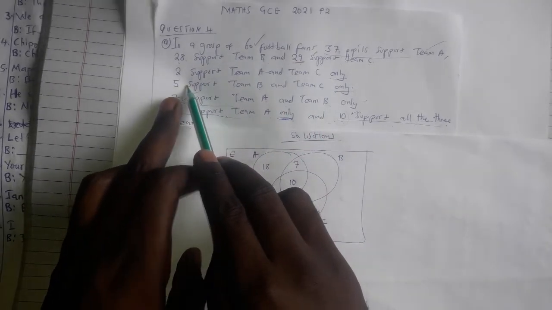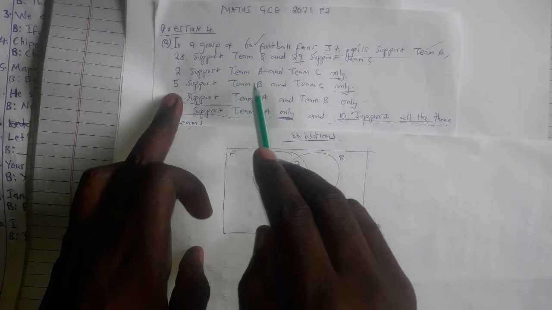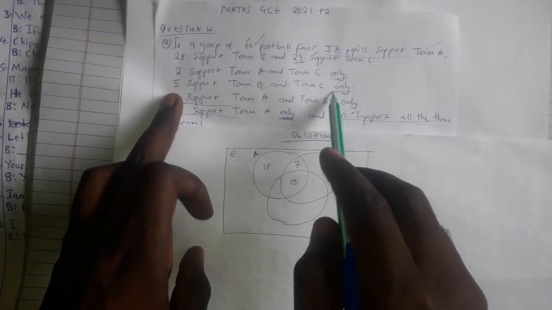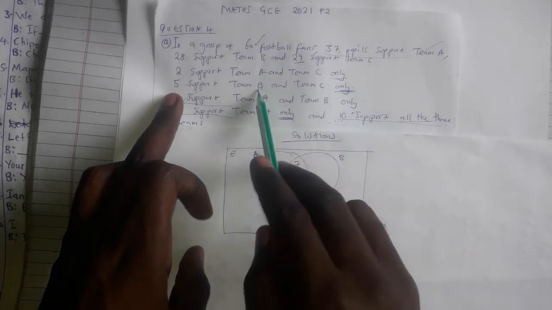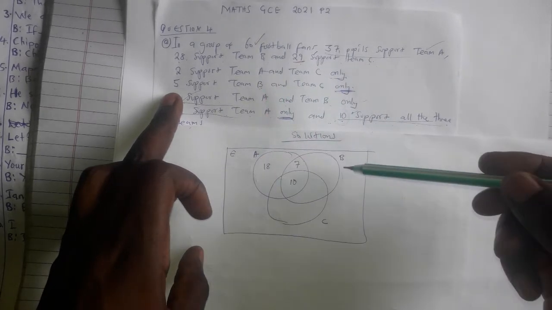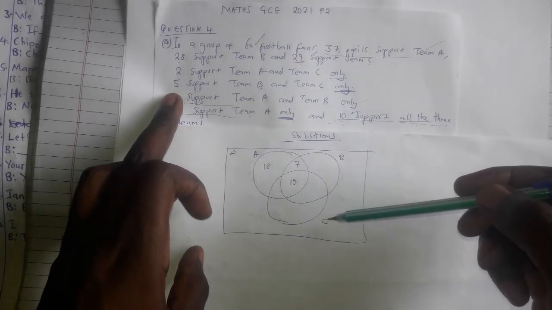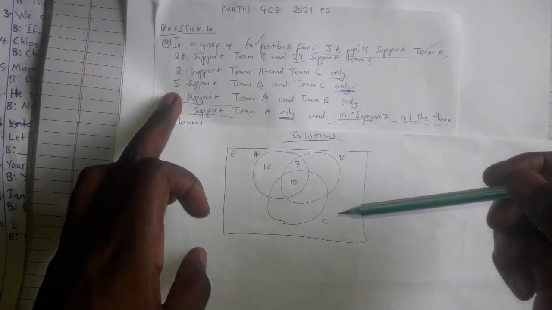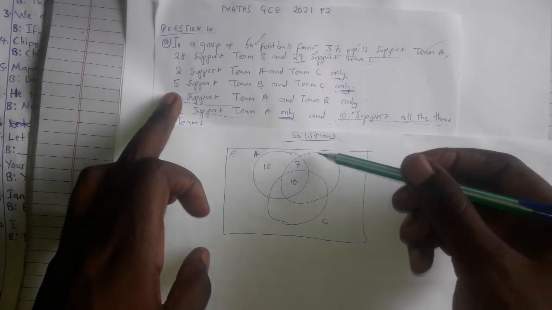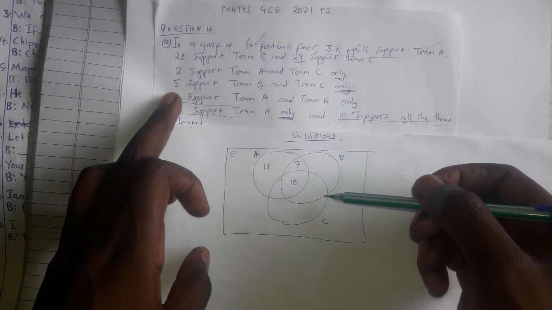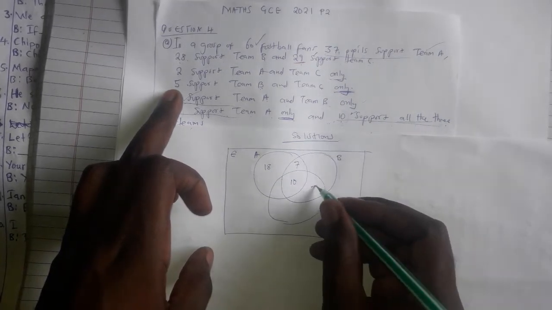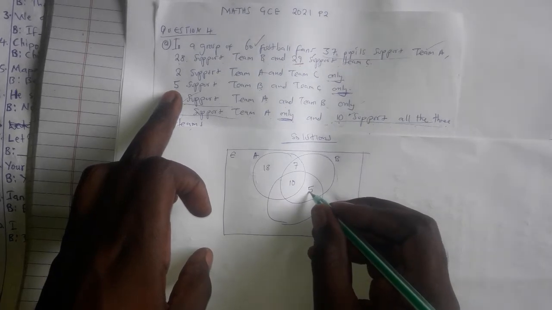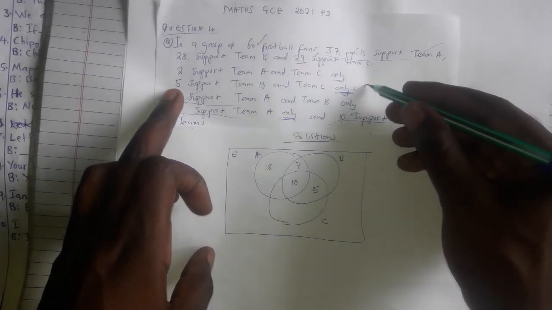Going up, we have another statement saying 5 support team B and team C only. Another keyword. 5 support team B and team C. So that is the intersection, meaning these are part of B and also the same people are part of team C. So we are going to put them here. Okay. Done with that statement.